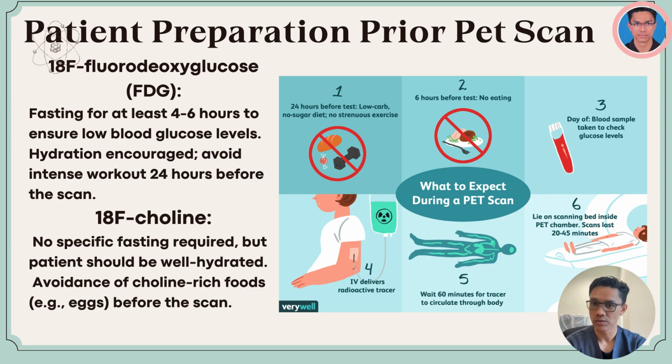Hydration is really encouraged, and patients are often asked to drink water to help eliminate excess tracer through the kidneys and the bladder to reduce background noise in the images. For 18F choline scans, specific dietary restrictions may vary, but hydration is similarly important, and patients might also be asked to empty their bladder before the scan to reduce radiation exposure and to improve image clarity.